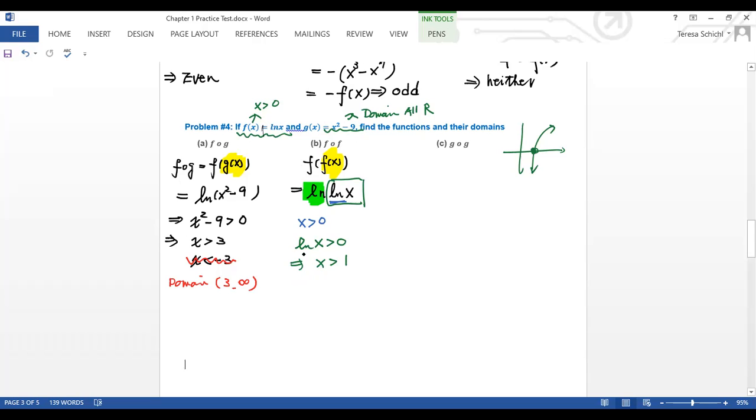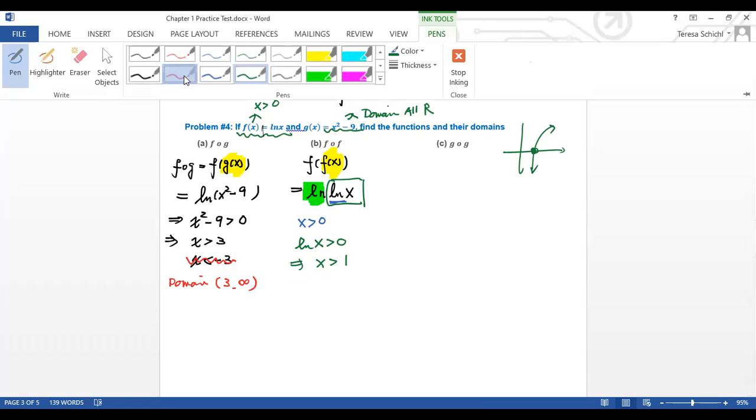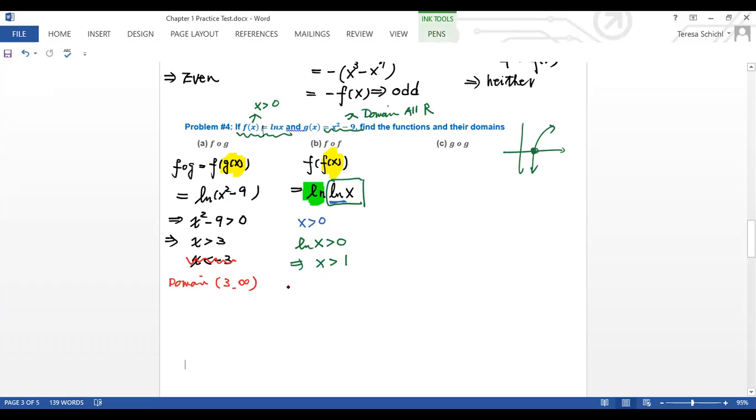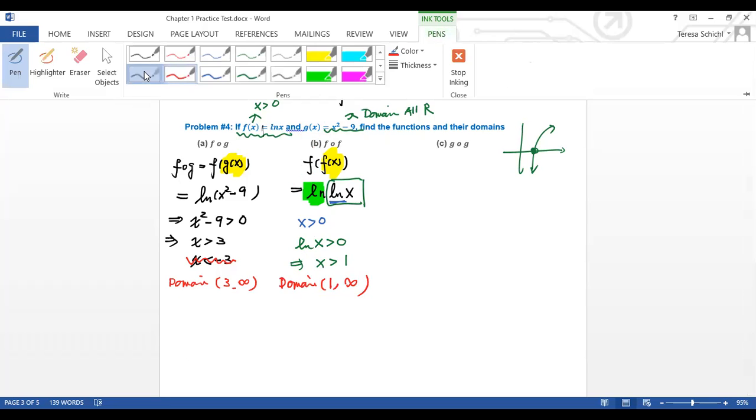So what is my domain here? The final domain has to be greater than 0 and greater than 1. So the domain here has to be what? It's 1 to infinity. Do you get that? Okay, so now let's take a look at the last one.